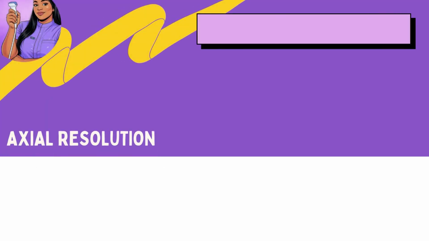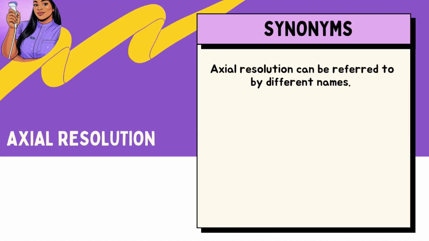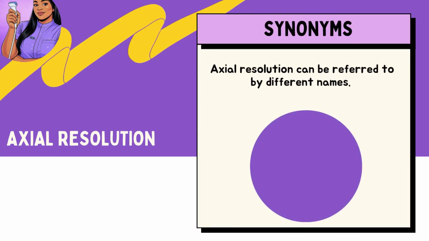Now, if you see this show up on a test or your SPI exam, they might not actually say axial resolution. They could use one of its synonyms instead. So here's your simple reminder. LARD, or LARRD, those stand for longitudinal, axial, range, radial, and depth resolution. So if you see any of those words, it's the same concept. They are all referring to axial resolution.